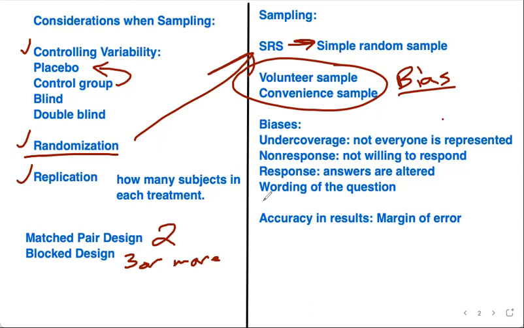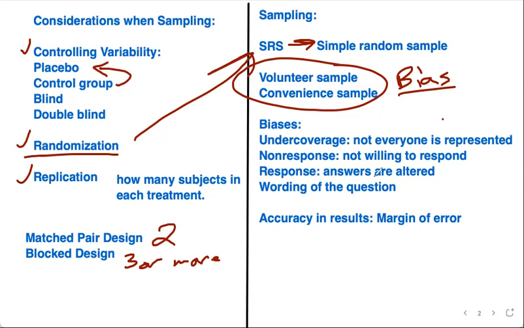So for example, for that volunteer sample, if you do, let's say, an internet poll, well, those that don't have internet or don't have access at that point in time would not be represented fairly or equally. Non-response is when they're just not willing to respond. Think of end of semester surveys or feedback. There's usually a large non-response bias. You're just not responding.